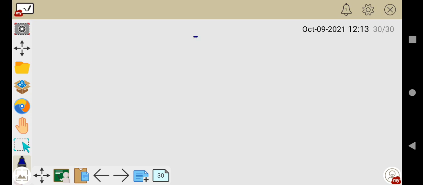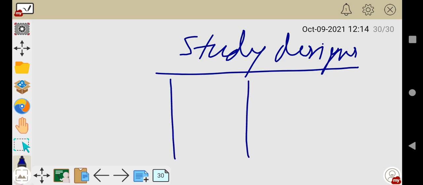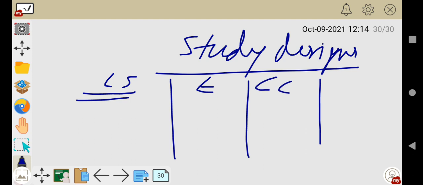Okay, so now we will go to different study designs. Here I will discuss in short, every point, and every point I will mention has come in your previous exams, so they are very important, and don't miss anything. There are four study designs: one is cross sectional, one is ecological, one is case control, and another is cohort.